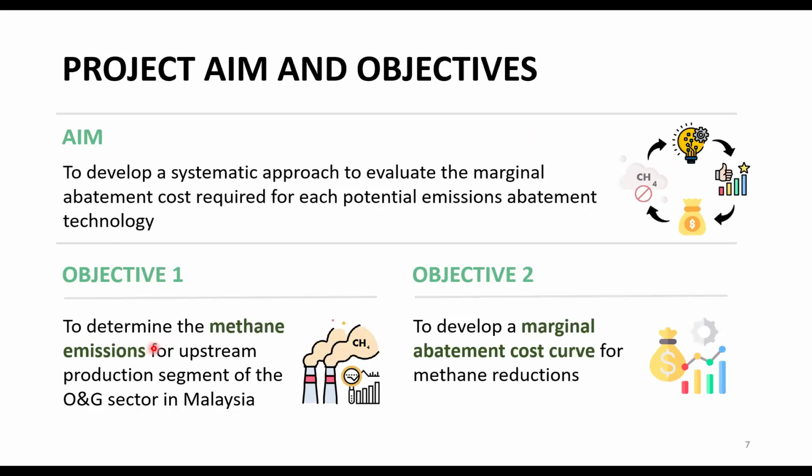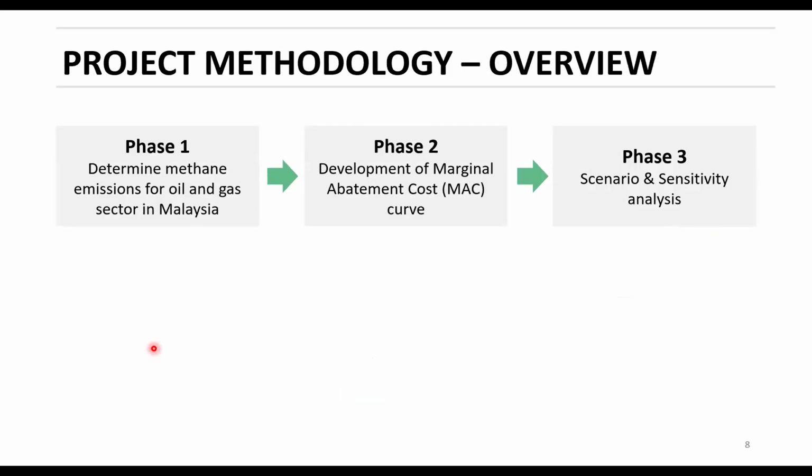Another objective is eventually, once we have this information, how we can estimate the marginal abatement costs, and then eventually develop the MAC curve in short for that point. So these are the two deliverables of our project. And our project is broken down to three general phases here.